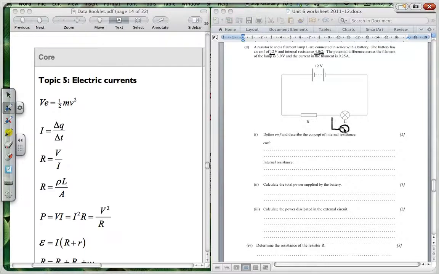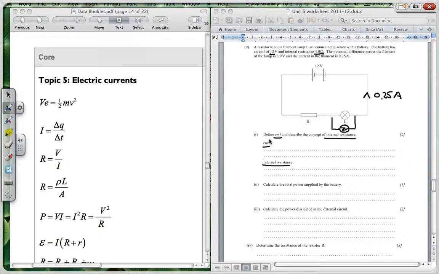So we've got 3 volts across there. And the current in the filament is 0.25. Because this is a series circuit, we know that there's going to be 0.25 amps through the whole circuit. So, define the EMF and the concept of internal resistance. Okay, so you need to look at your definitions for this.